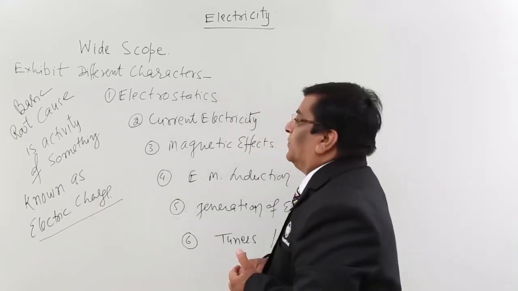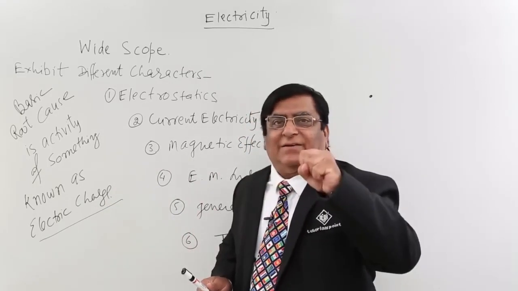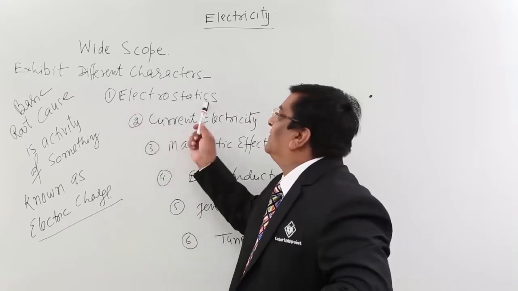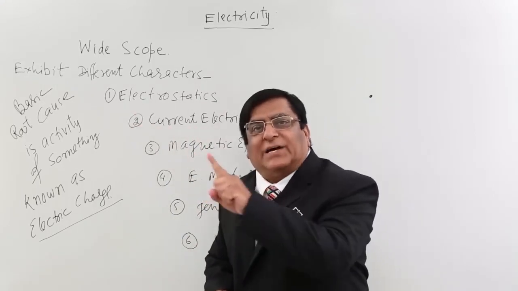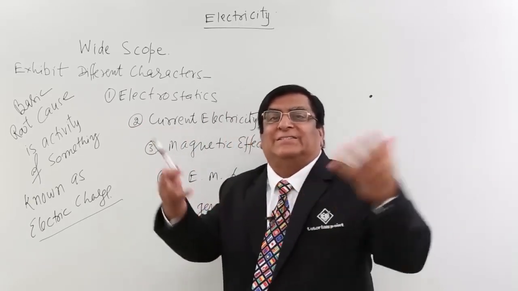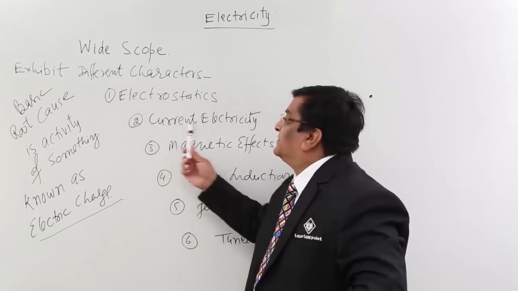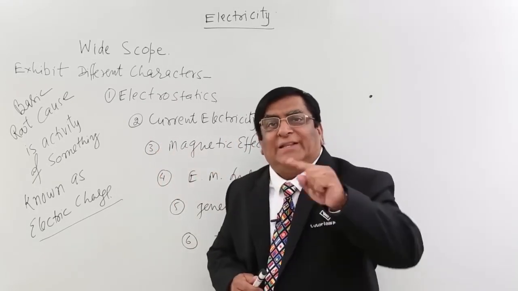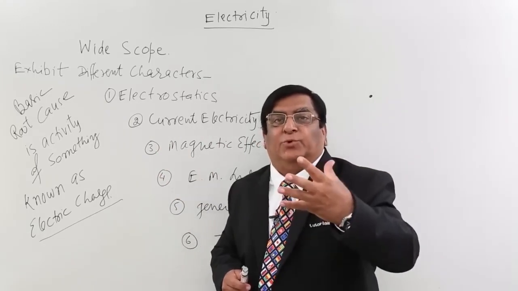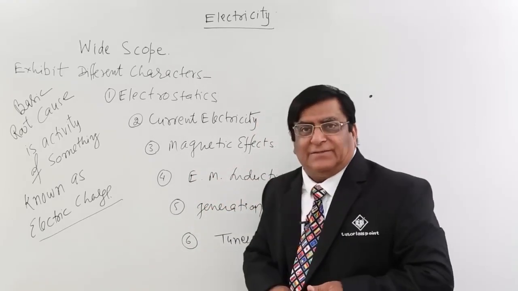Okay, so when this electric charge is static at one place, it shows certain effects. All those effects we study in electrostatics. When this electric charge is in motion, it shows certain different types of effects. Things get heated up, things get lighted up. That we study in current electricity. When this electric charge moves in a coil, it runs our pump, it runs our motor, it runs our fan. That we will study in magnetic effect.